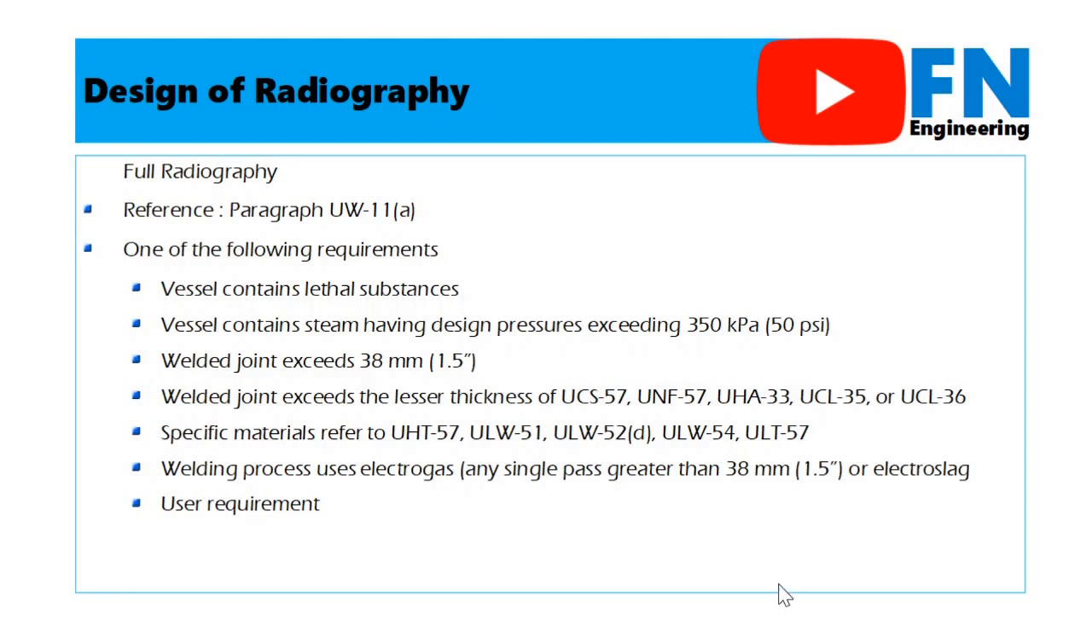In addition, vessels exceeding the welded joint thickness as per UCS-57, UNF-57, UHA-33, UCL-35, or UCL-36. Then, material specified as per UHT-57, ULW-55, ULW-52(d), ULW-54, or ULT-57 has to be fully radiographed. The other requirement is the vessel using the welding process by electrogas exceeding 38 mm, or electroslag. Lastly, vessels designed by the user or customer using full radiography.